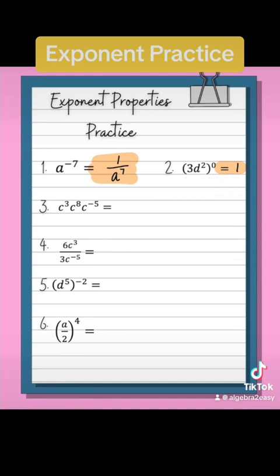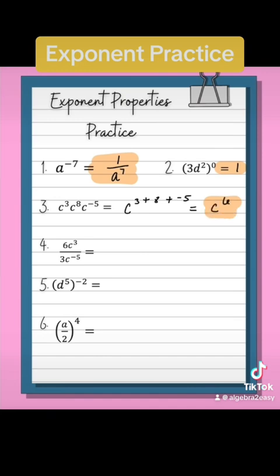Okay, let's take a look at problem 3. Here, you have 3 values all being multiplied, and they're all the same base. They're all c. So what you're going to do is rewrite that as c to the 3rd power plus 8 plus negative 5. And you're going to add all the exponents together. 3 plus 8 gives me 11. 11 minus 5 gives me 6. So c to the 6th is our final answer.